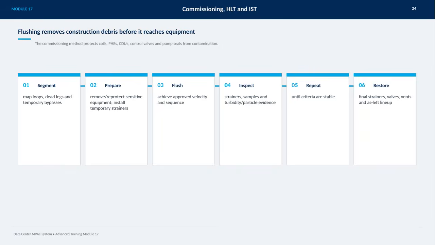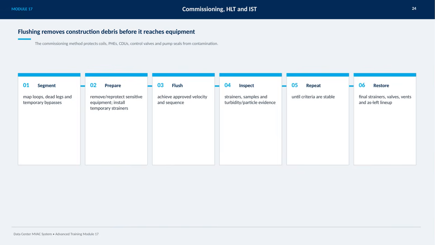On this slide, we're focusing on the flushing process during commissioning, which is crucial for protecting sensitive components like coils, plate heat exchangers, CDUs, control valves, and pump seals from contamination. The process starts by mapping the system's loops, dead legs, and temporary bypasses to understand where debris might accumulate.